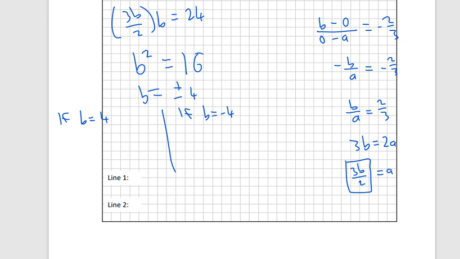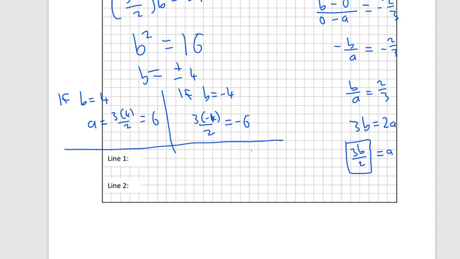So if b is equal to 4, well then a is equal to 3 times 4 over 2. So that's 6, because 12 over 2 is 6. And if b is equal to minus 4, well then that's 3 times minus 4 over 2, so that's a minus 6. So that's all of the points identified really.